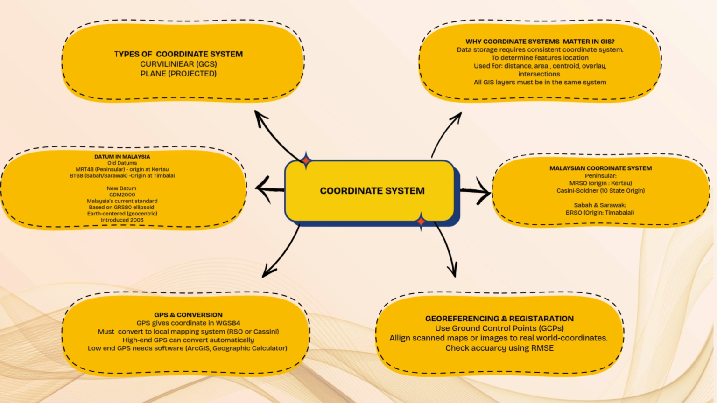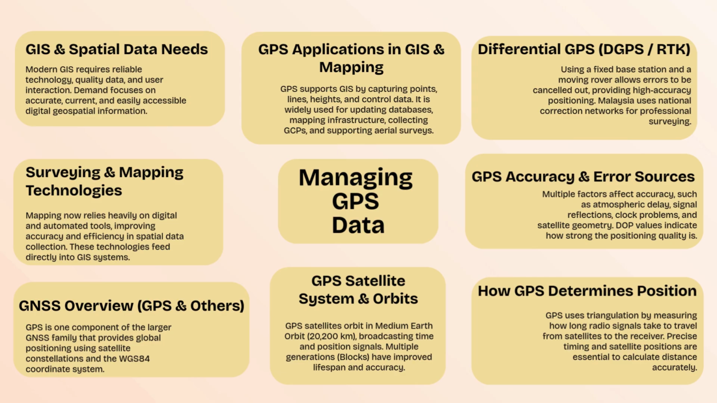Because GPS operates in WGS 84, coordinate conversion is usually required before integrating data into the local mapping system. And then we need to use the correct coordinate system so that all spatial data align properly and can be analyzed accurately. First of all, GIS needs reliable technology, good quality data, and user interaction. The focus is on information that is accurate, current, and easy to access.